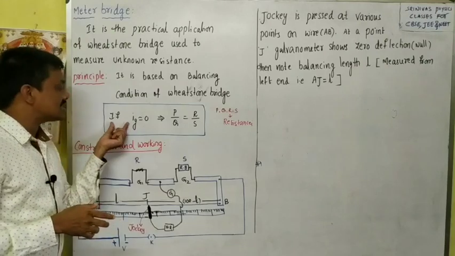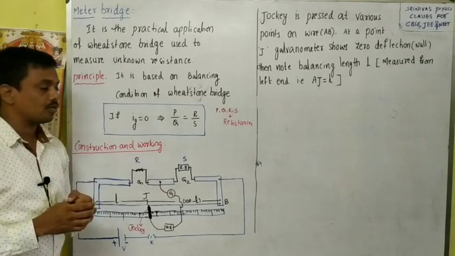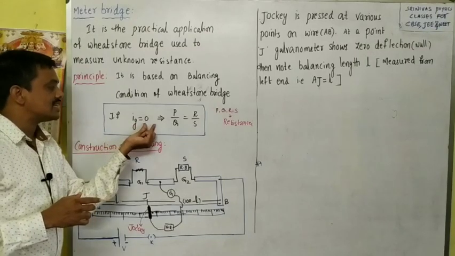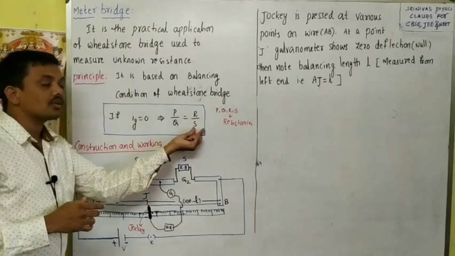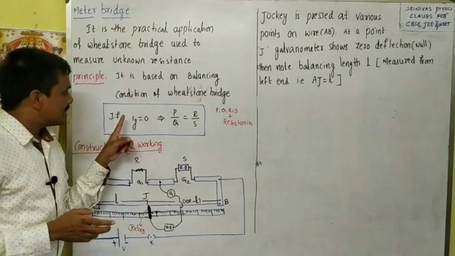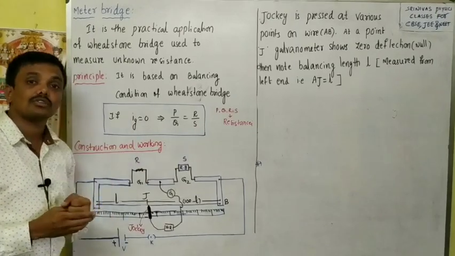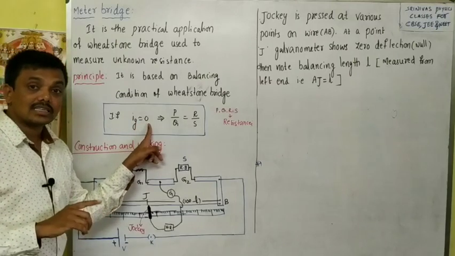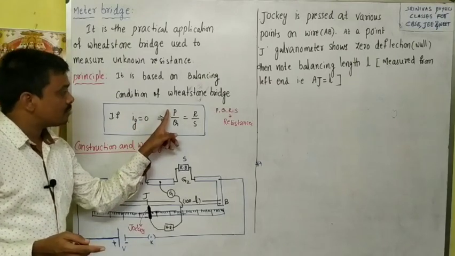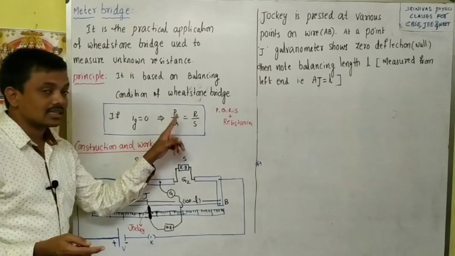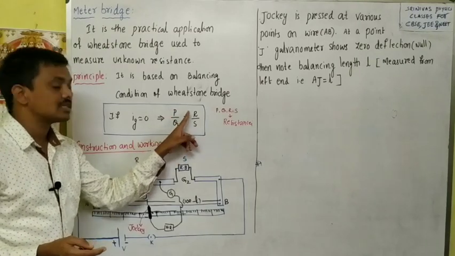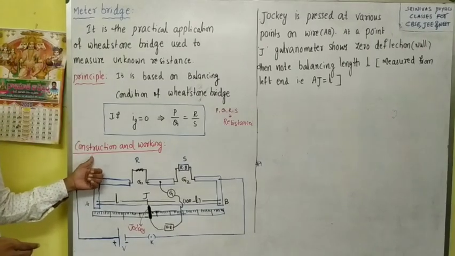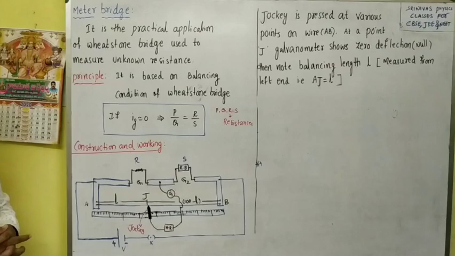The balancing condition of Wheatstone bridge you already know: if the current through the galvanometer is 0, that is, if Ig is 0, then P by Q equals R by S. Here the suffix G means the current through the galvanometer is 0. Then the bridge is said to be balanced, and at that moment the ratio between the resistances, P by Q, is equal to R by S. Now let us go for the construction and working of the meter bridge.